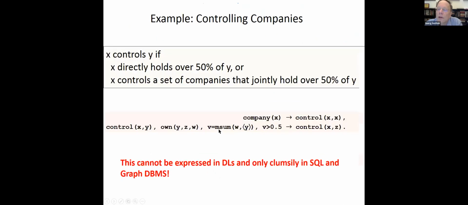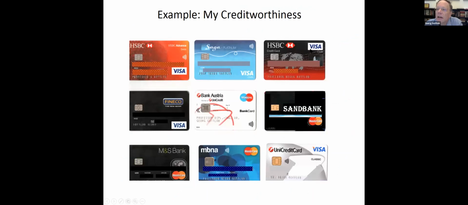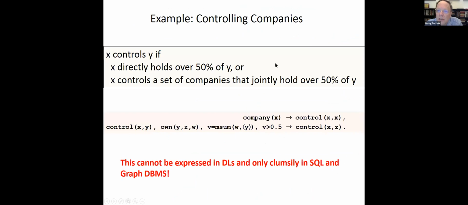And now you want to define a rule, you want to define what it means that a company controls another company, okay? So what does that mean? And you can define it through a recursive rule. It's very hard to learn such a thing. It's very hard to learn that by machine learning.